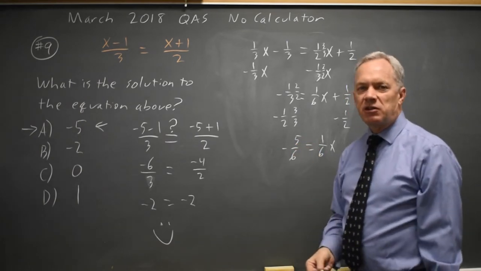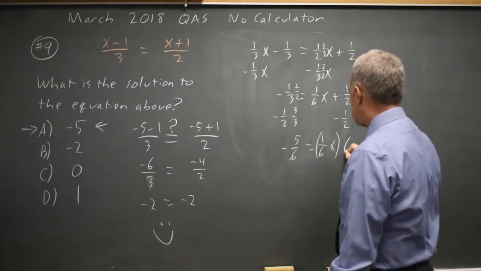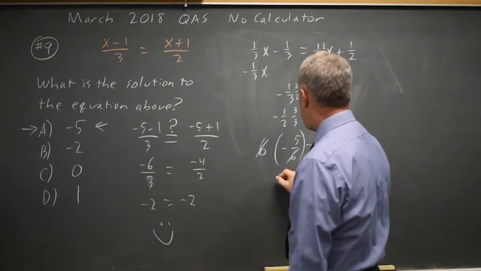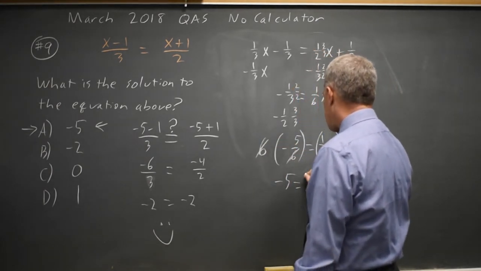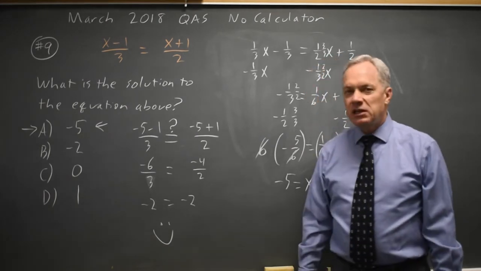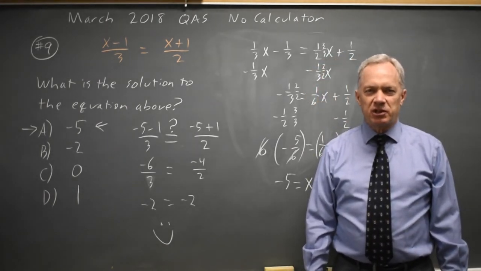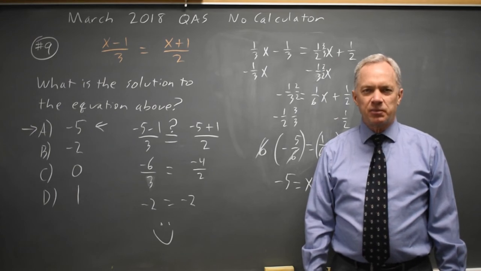To get the x by itself, I'll multiply by 6 on the right, which means I multiply by 6 on the left. 6 over 6 is 1. I'm left with negative 5 equals x. Certainly not pretty, but we are good at solving linear equations, so if you're comfortable with fractions, this is also a good way to go.